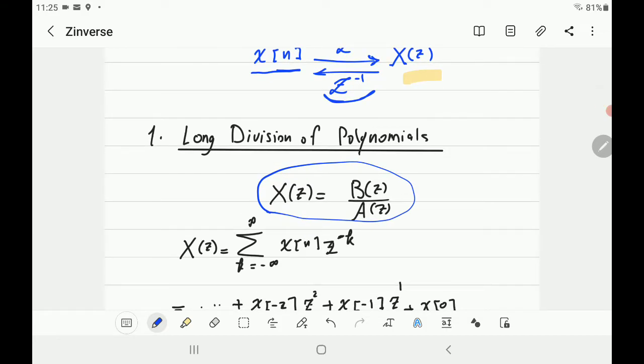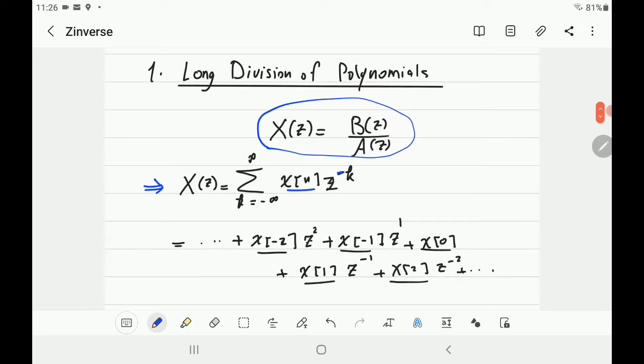And let me remind you of the expansion of x of z. It's equal to the sum from k equals minus infinity up to infinity of x of n multiplied by z to the power minus k. If you expand that series, we start from minus infinity. Let's go to k equals minus 2. So you substitute n with minus 2, you get x of minus 2. Substituting k equals minus 2, negative 2 times negative will be positive 2. So x of minus 2 times z power 2.